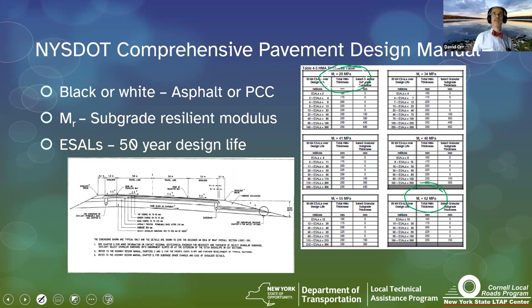In that case, all you have to do is calculate your number of ESALs. For most low volume roads, it's going to be under 2 million, 3 million at the upper end of that, about 2,000 per day. I'll show you a way we can look at that in a little while. But the idea is you can just pull this out and you get your thickness.